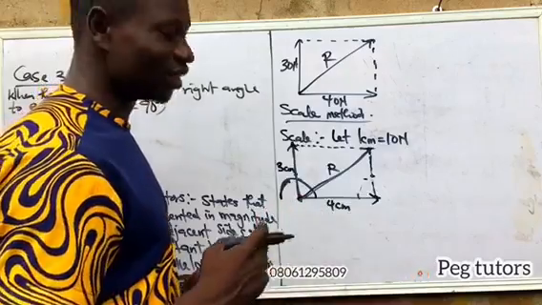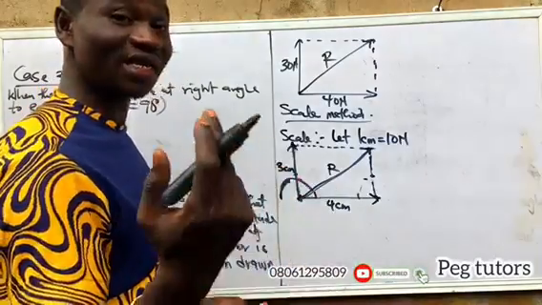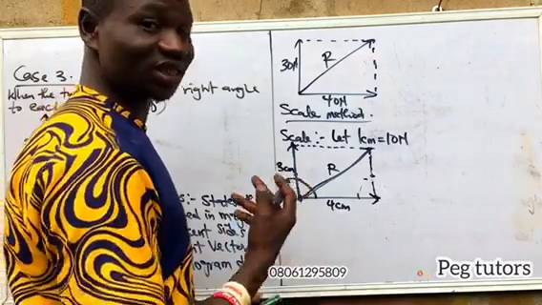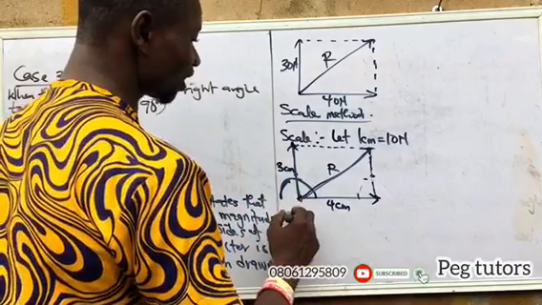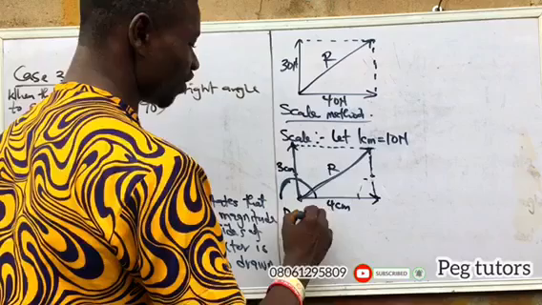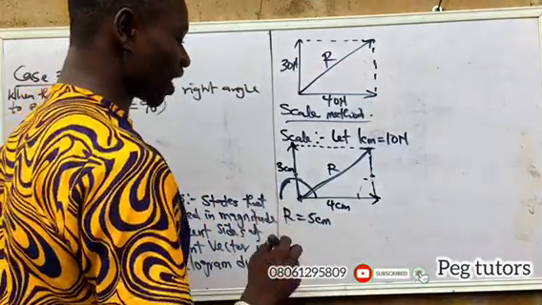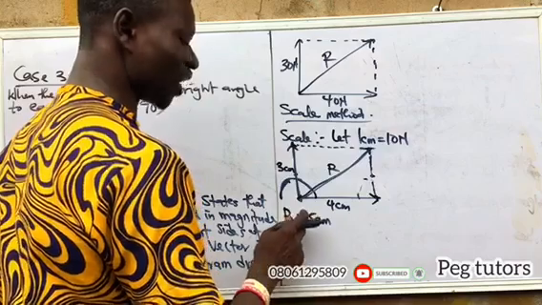Whatever you get, it's your answer. So let's assume at the end of the day, after measuring this place, you got 5 centimeters, for example. So let's say at the end of the arrow there gave you 5 centimeters. After getting it, you can now convert it into Newton.